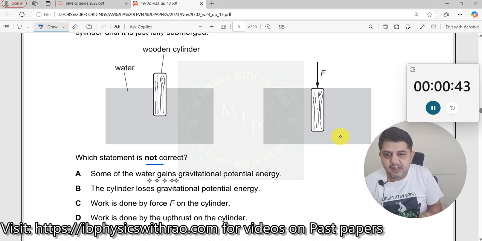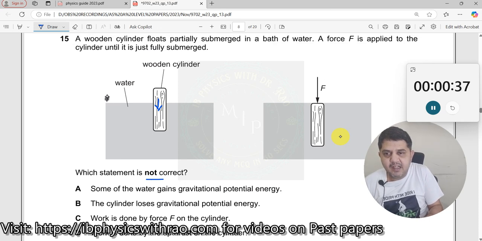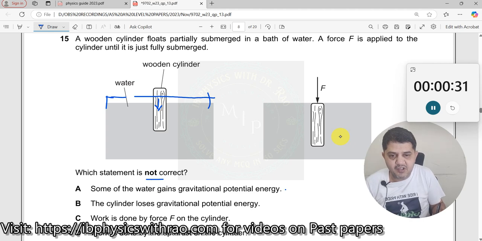So some of the water gains gravitational potential energy. What happens when you push this one downwards? The water level here, which was initially up to this much, will now rise up to here, right? Which means it will gain some potential energy. This is correct. Let us look at the other options.